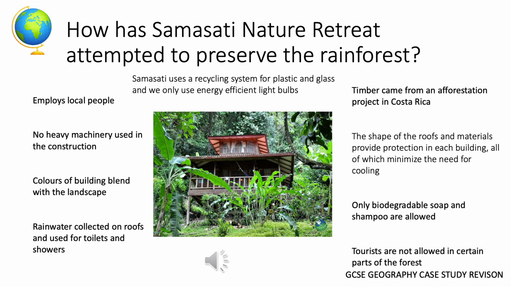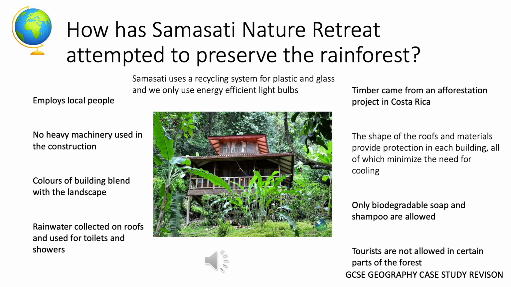So how exactly has Samasati Nature Retreat attempted to preserve the rainforest? You can see around the photograph there are lots of ways in which they have done this. They only employ local people. No heavy machinery was used in the construction. Have a think about how that has reduced the impact on habitats and species in the area. The colour of the building, you can see, has attempted to blend in with the landscape. Again, think about species and habitats.